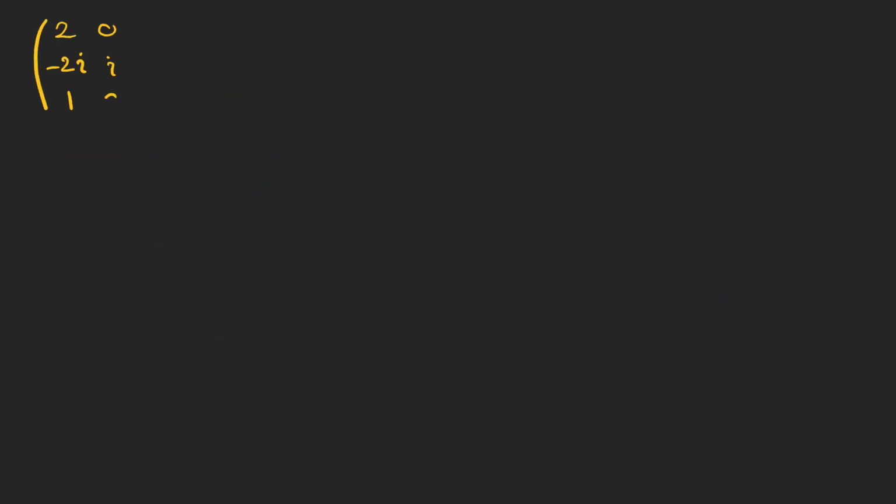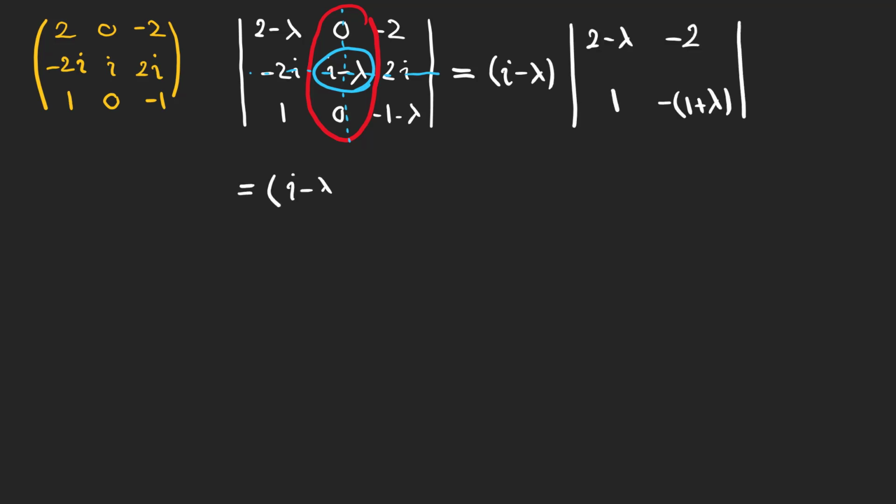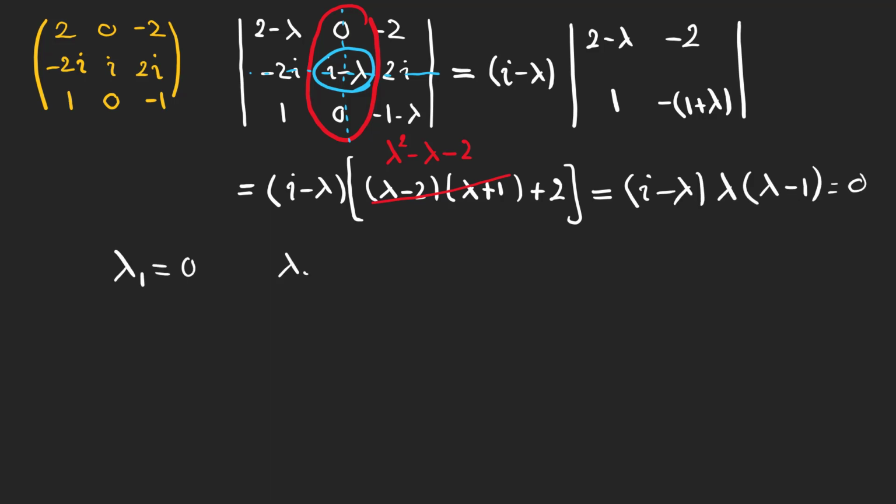Let's find the eigenvalues and eigenvectors of this matrix. The first step is to calculate this determinant and find its roots. Let's choose this column to calculate the determinant. We use the only non-zero elements multiplied by the matrix of cofactors. The determinant has three roots, as you can see: 0, 1, and i.